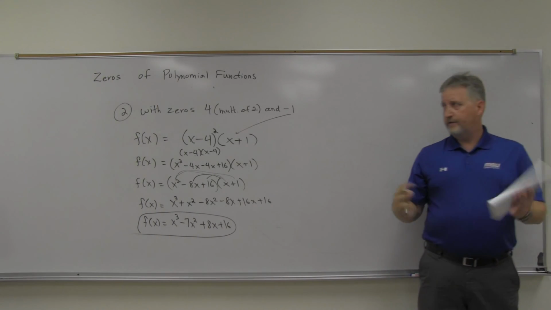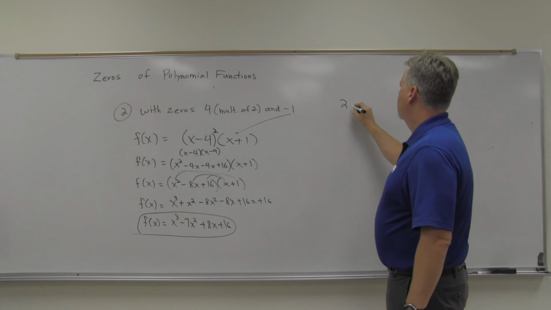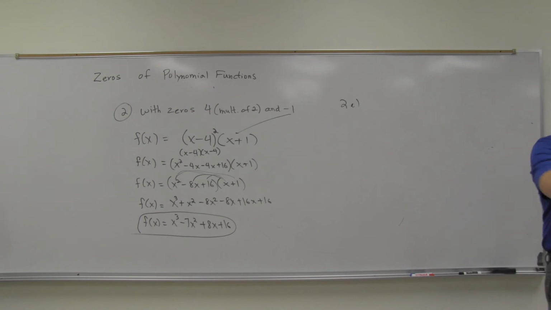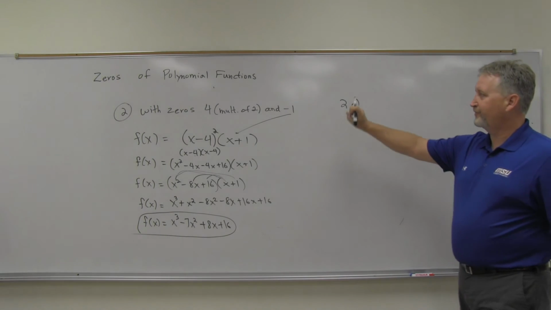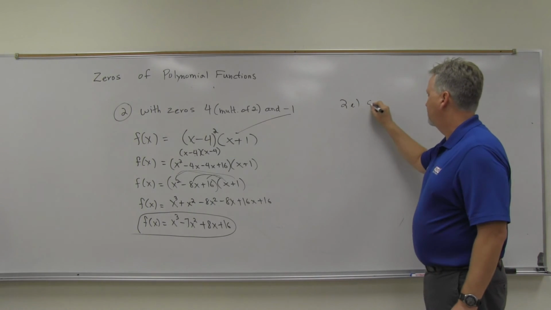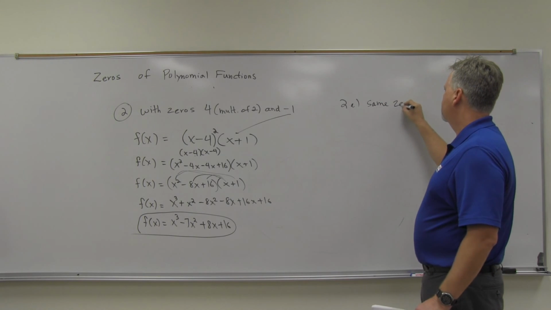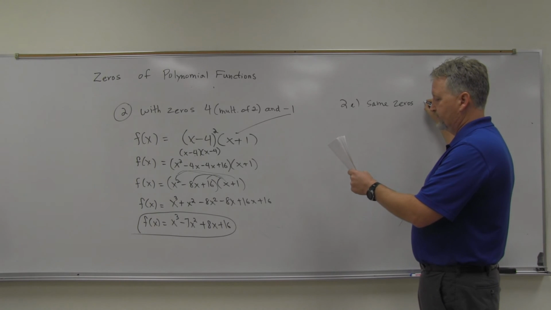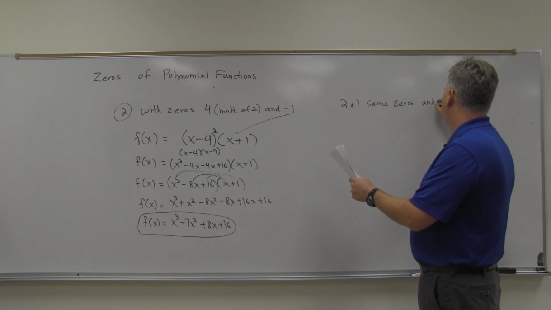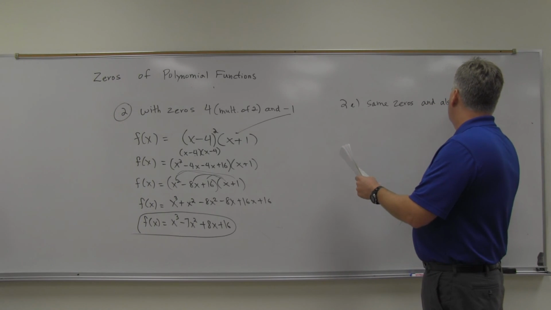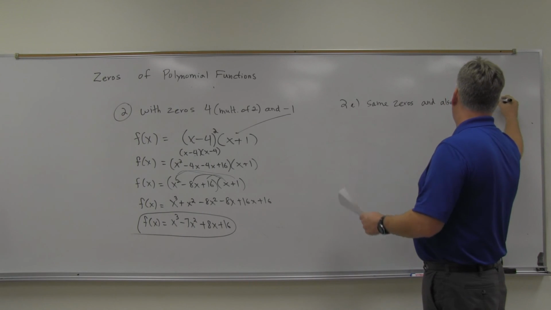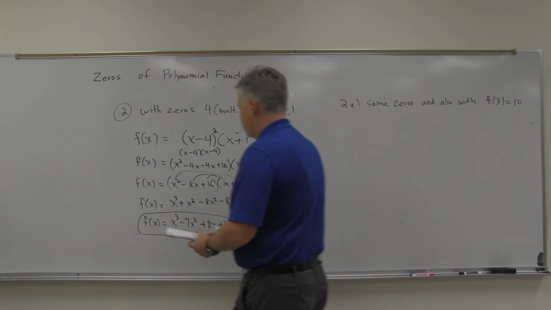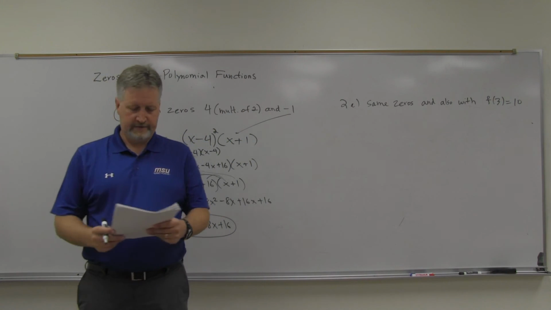Now one more tie in here. Let's call it 2a. All right, so same thing, same zeros, but also with f of 3 equals 10. F of 3 equals 10.